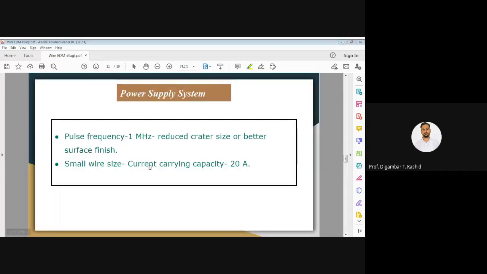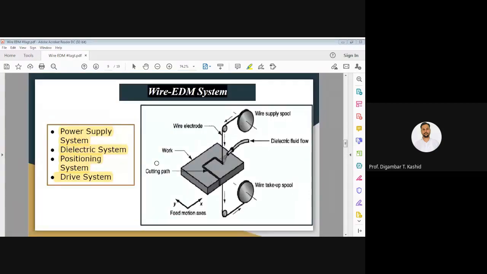Those who have not drawn this diagram, they can draw this wire EDM system diagram, and simultaneously you can write your roll number in the chat box.